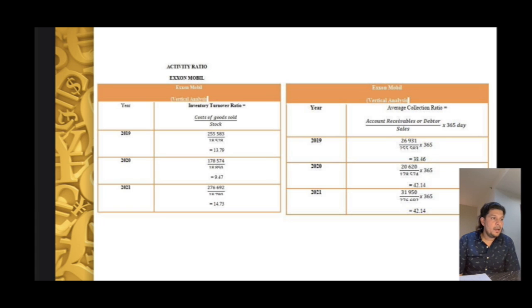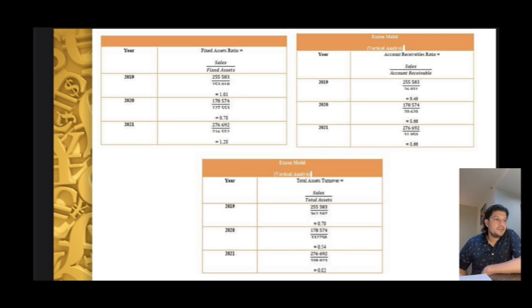For the average collection period, it is accounts receivable or debtors divided by sales and multiplied by 365 days, and for 2019 for ExxonMobil is 38.46, for 2020 is 42.14, and for 2021 is the same, 42.14. And for the fixed asset ratio, it is sales divided by fixed assets, and for 2019 the result is 1.01. For 2020 is 0.78, and 2021 is 1.28.